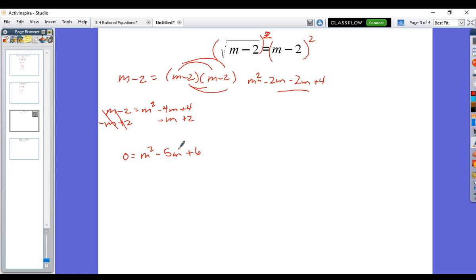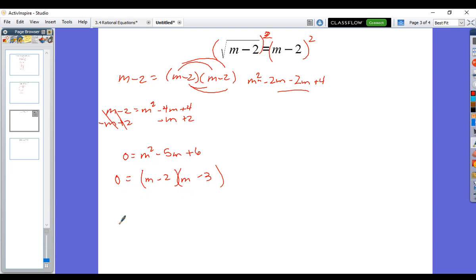Now, we worked on this in the last section, 3.2, where you either do completing the square or you can do the quadratic formula. I'm going to just factor this out because it should factor nicely. So let's see if it does. So 0 equals, what times what gives me m squared? M times m. What times what multiplies to be 6, but they add up to be negative 5? Well, negative 2 and negative 3. So m minus 2 and m minus 3. Negative 2 times negative 3 is a positive 6. Negative 2 plus negative 3 is negative 5. So then you're left with 0 equals these two binomials right here.